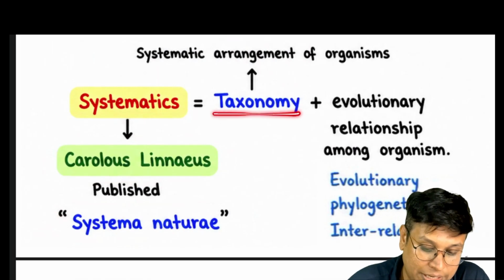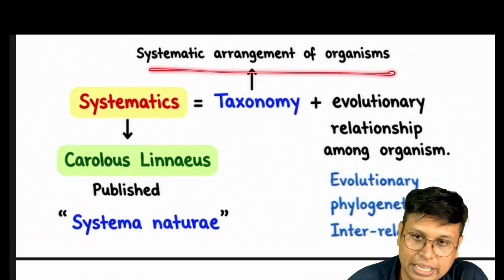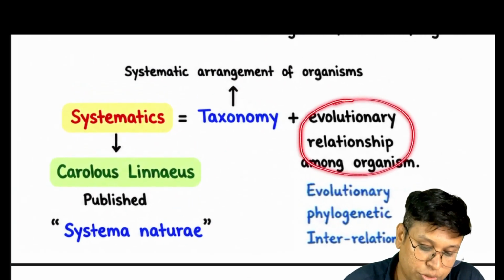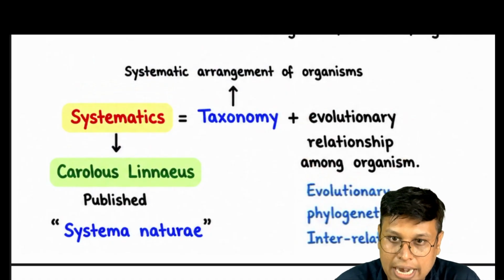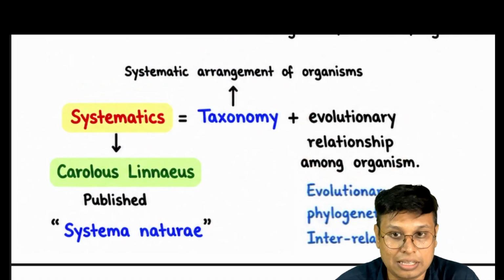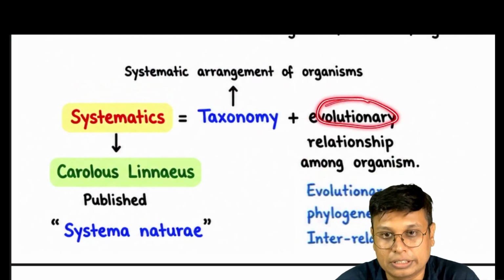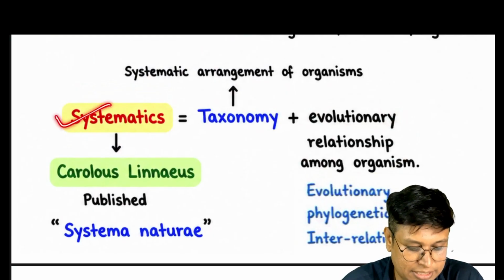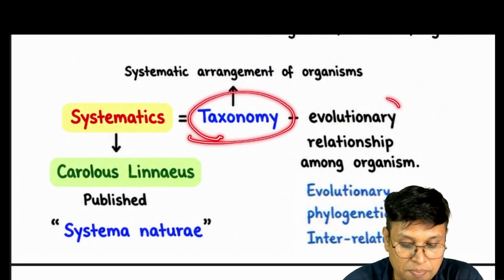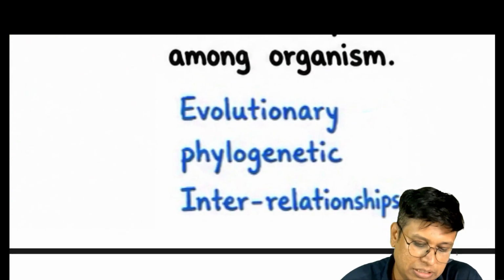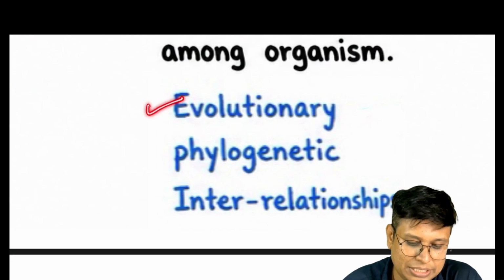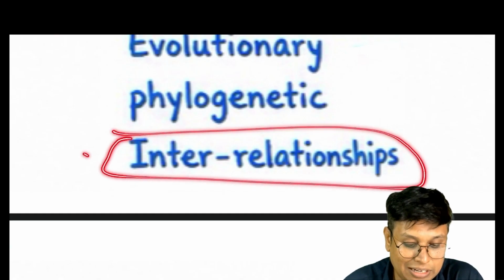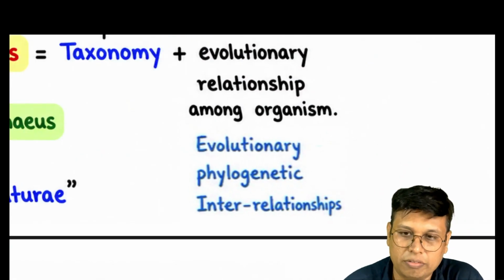Okay, so taxonomy again: the systematic arrangement of organisms is called taxonomy. We have earlier seen this. And evolutionary relationship: if you add characterization, identification, nomenclature, and classification, plus evolution or evolutionary relationship to that, this is called systematics. Systematics is based not only on taxonomy but also evolution. So in that evolution, the names will be changing. Evolutionary relationship, sometimes they will call phylogenetic relationship, or even interrelationship.